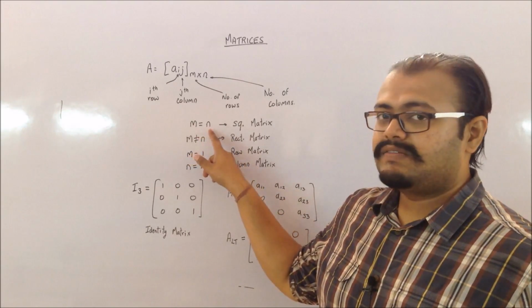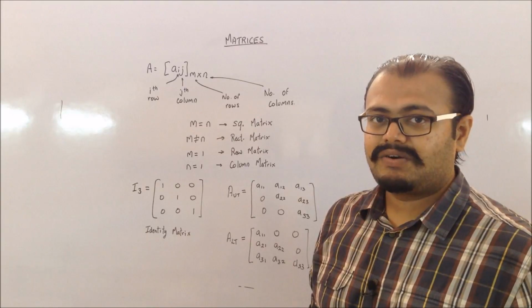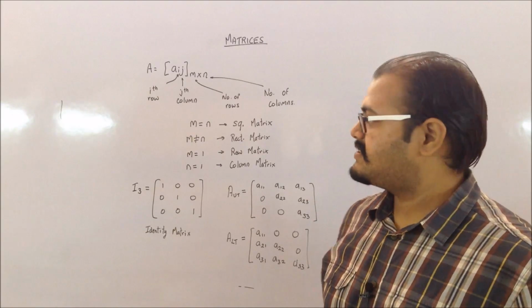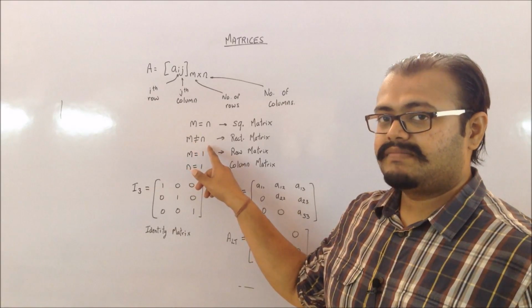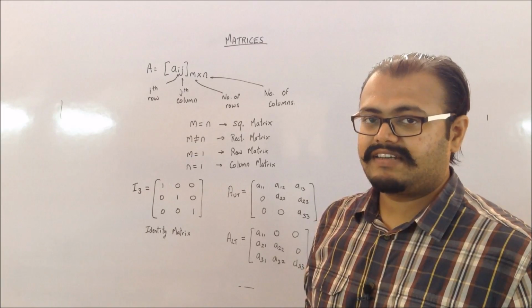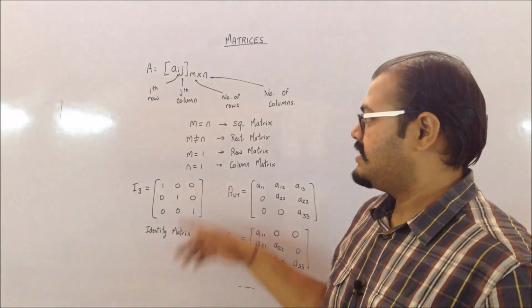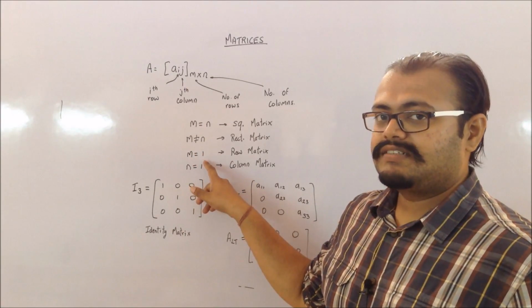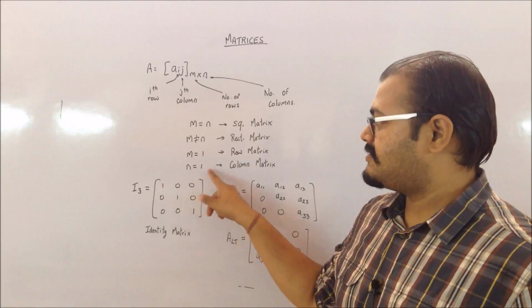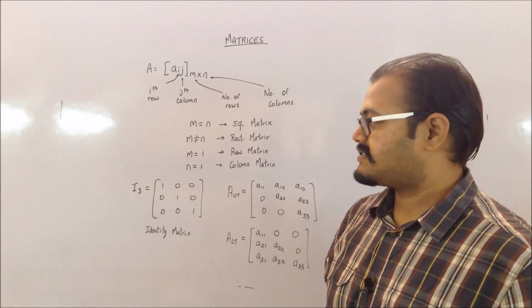If M is equal to N, then that matrix is called a square matrix, like 2 by 2 or 3 by 3. If N is not equal to M, then it becomes a rectangular matrix like 3 cross 2 or 2 cross 3. If M is equal to 1, then it becomes a row matrix, and if N is equal to 1, then it becomes a column matrix.